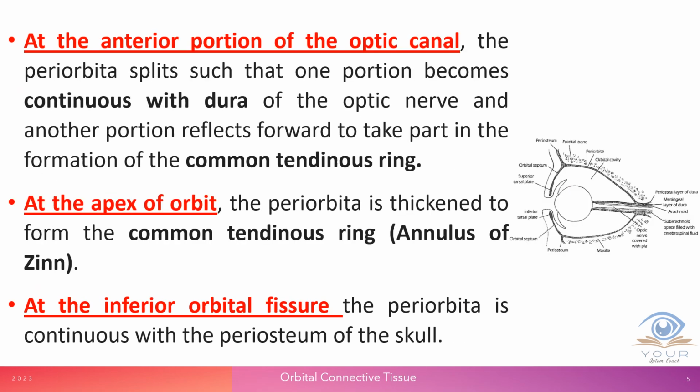At the anterior portion of the optic canal, the periorbita splits such that one portion becomes continuous with the dura of the optic nerve, which is here, and the other portion reflects forward to take part in formation of the common tendinous ring from which all the rectus muscles originate. Now at the apex of the orbit, the periorbita is thickened to form the common tendinous ring, also known as annulus of Zinn. At the inferior orbital fissure, the periorbita is continuous with the periosteum of the skull.